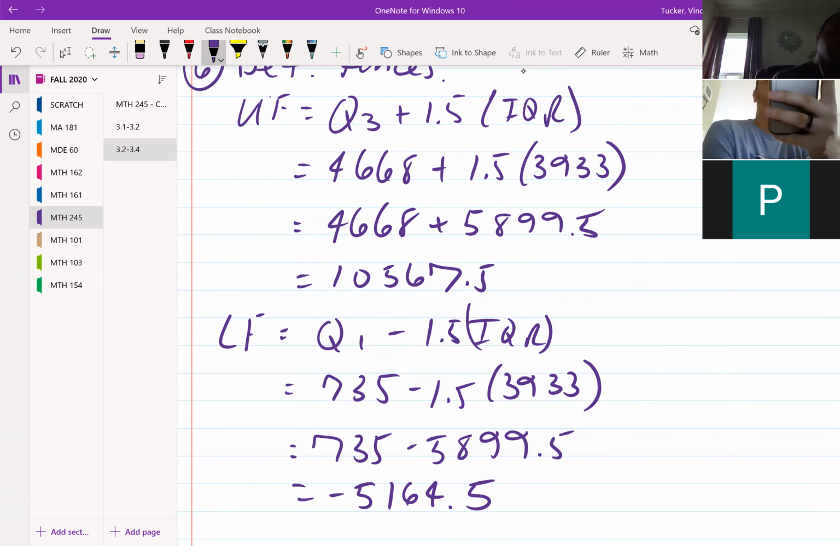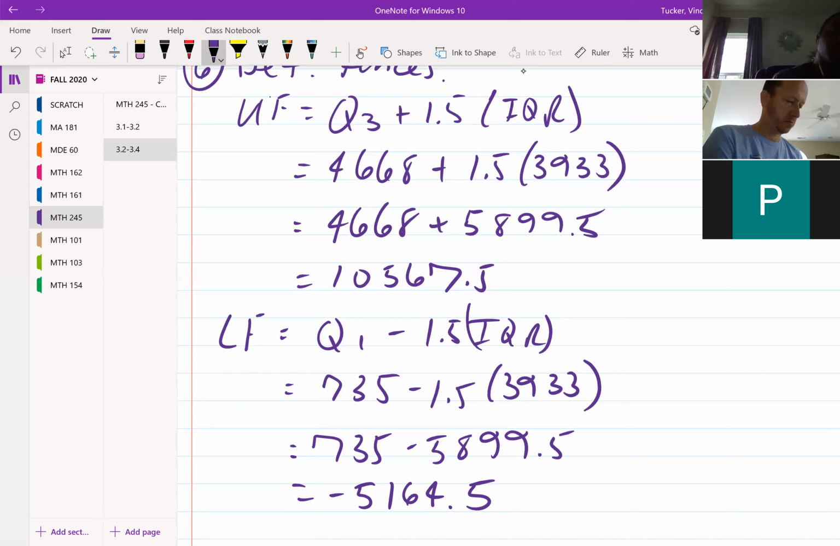All right, so before we finish it off, questions. We did all of the things that we mentioned. The first thing we did was list the data values from least to greatest. Then we found quartile 2, quartile 1, quartile 3, and found our IQR by doing Q3 minus Q1. Now we just found our upper fence and lower fence.